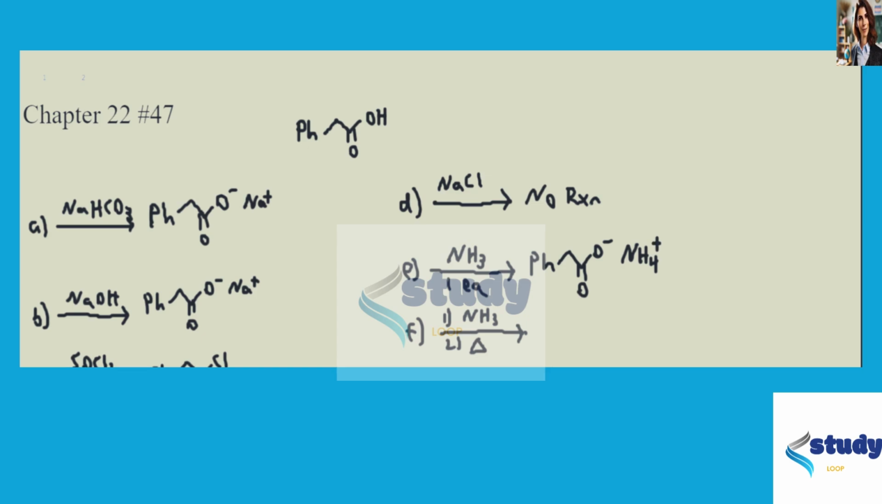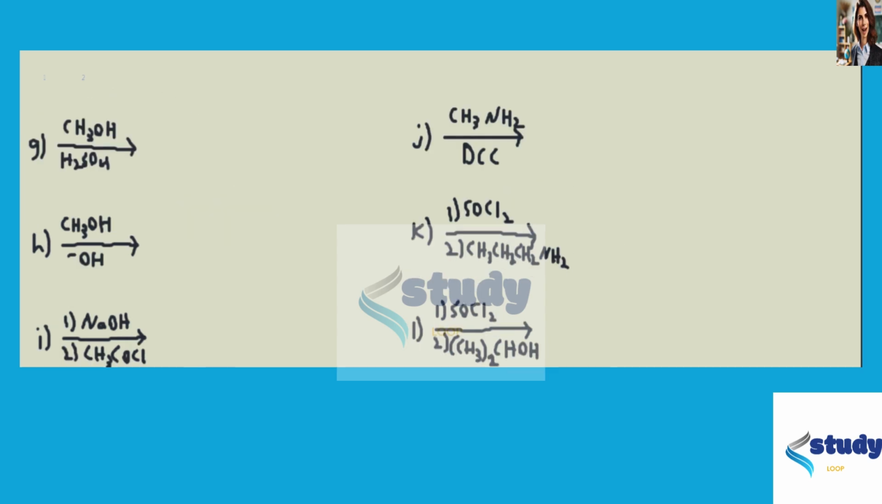Okay, for F, we're using ammonia followed by heat. And so that is actually going to drive this reaction. And so rather than just deprotonation here, we're actually going to make the amide. Okay, so there we go. There's F. Moving on to the next page here. For G, we're using methanol and then sulfuric acid. And so we're going to get the ester product here. And so since we're using methanol, we'll get the methyl ester.